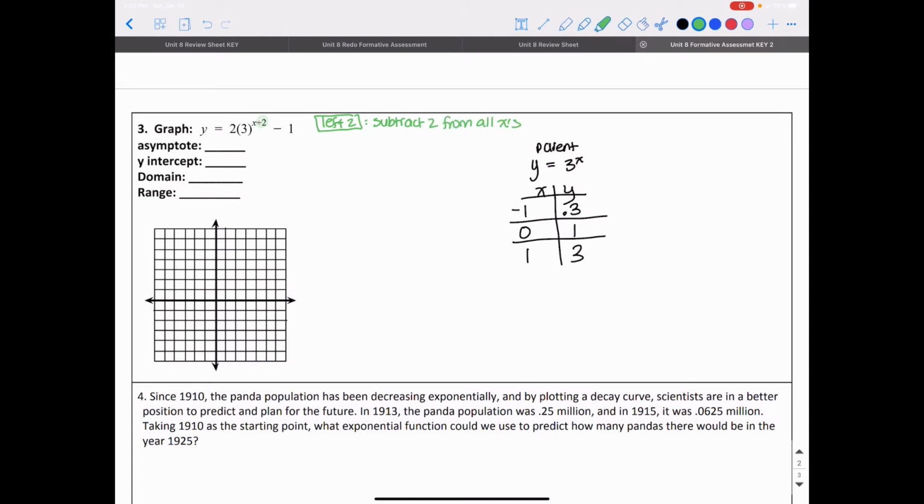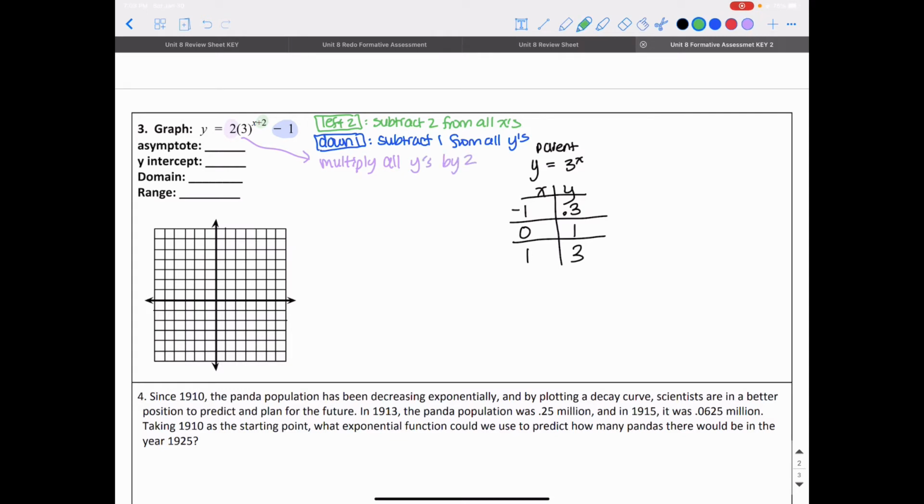This -1 on the outside, at the end, tells me that every point is moving down 1. So I'm going to subtract 1 from all y's, because if I'm moving vertically, my y's are being affected. The last transformation I see is this 2 in front. That 2 in front tells me it's a vertical stretch, and I multiply all y values by 2.